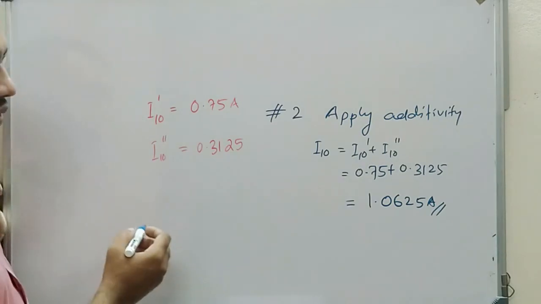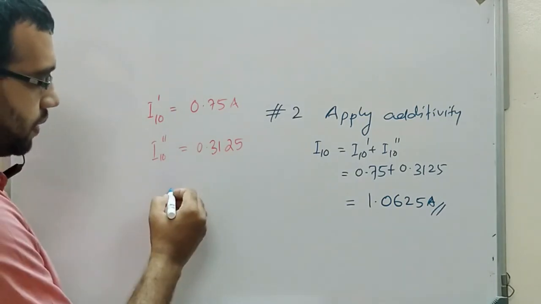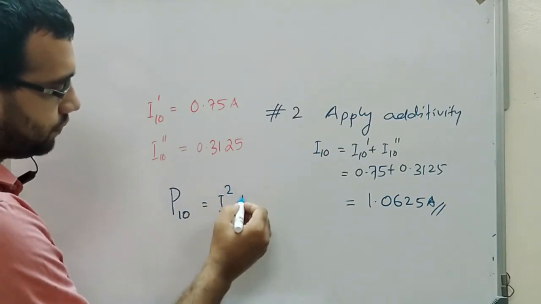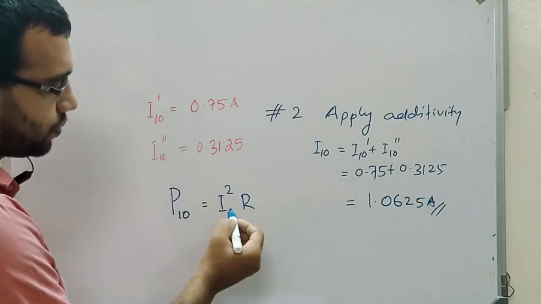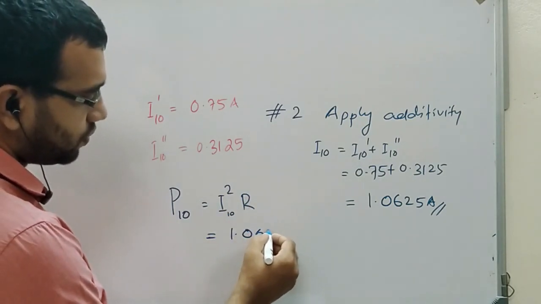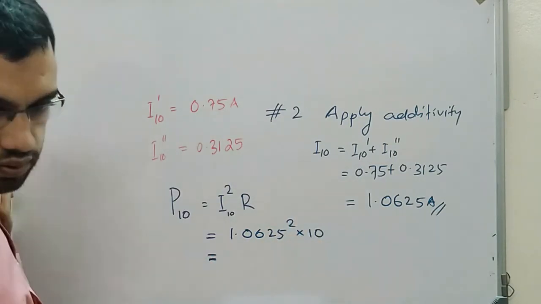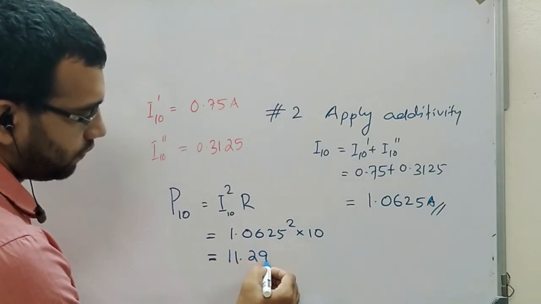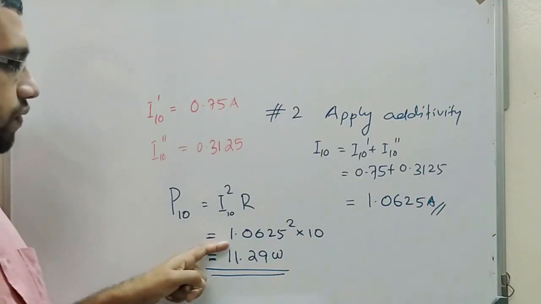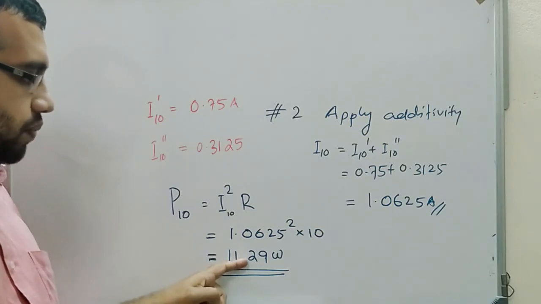So the next part of this problem is to find the power consumed by that 10 ohm resistor. Power consumed by the 10 ohm resistor is equal to I square R, here I10 square into R, which is equal to 1.0625 square into 10, which is coming around 11.29 watt. So the power consumed by the 10 ohm resistor when 1.0625 ampere current is flowing through that resistor is 11.29 watt.